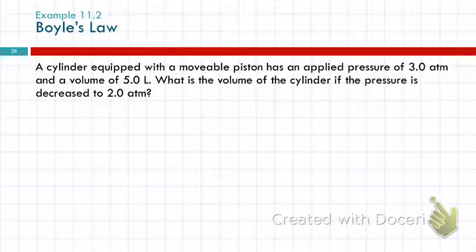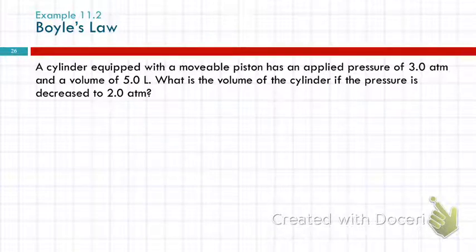So we can calculate volumes or pressures using Boyle's law, and we talk a lot about cylinders and pistons. So there's a definite strategy to how to approach these problems. You definitely want to read through the whole problem, but then we're going to focus on the numbers, okay? So a cylinder equipped with a movable piston has an applied pressure of 3 atmospheres, a volume of 5 liters. What is the volume of the cylinder if the pressure is decreased to 2 atmospheres?